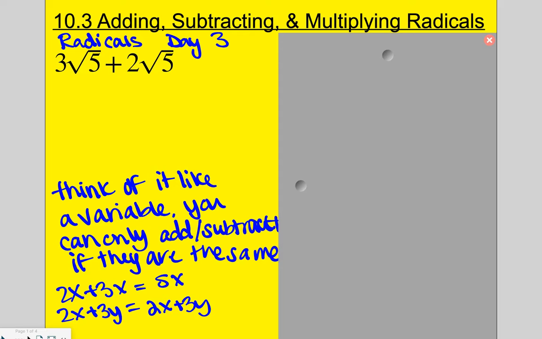So we have the same radicals here. We have both square root of 5. So we can actually add this together. We can add the coefficients. So 3 plus 2, that is 5. So our final answer is 5 square roots of 5.